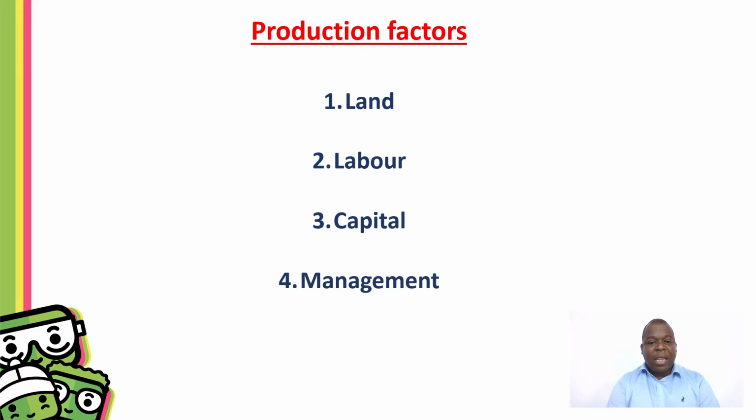You may have the land, you may have the labor, but without the capital, you won't be able to produce anything. You may have the land, the labor, the capital, but without the proper management of all these resources that are given to you, or the resources that are at your disposal, you won't be able to produce anything. Hence, all these production factors always work hand in hand. That is, we're talking about the land, labor, capital, and management.